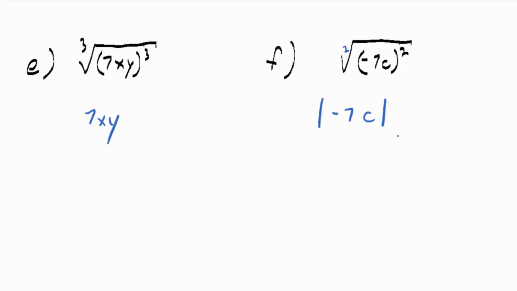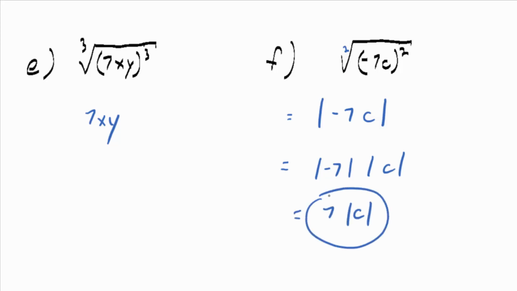But we can simplify that because the absolute value splits up over multiplication. So it simplifies to be, the absolute value of negative 7 is 7. So 7 times the absolute value of c is your final answer. I probably wouldn't say too much if you went right to there.